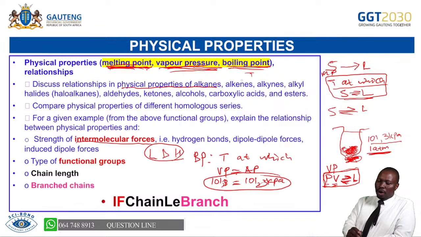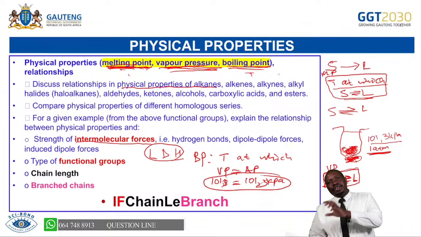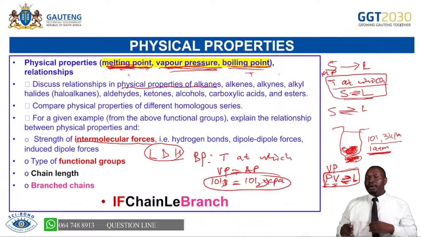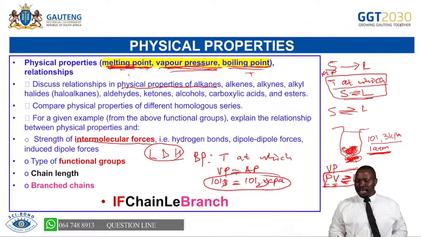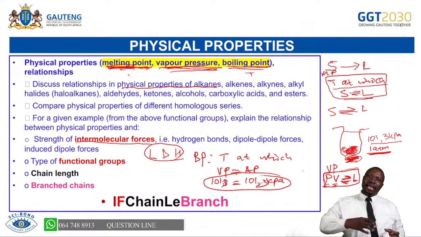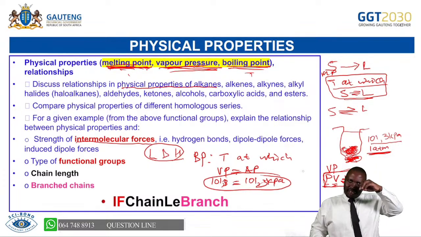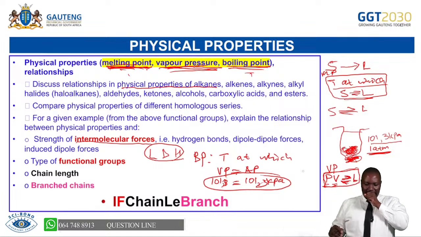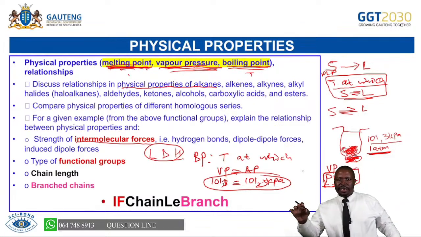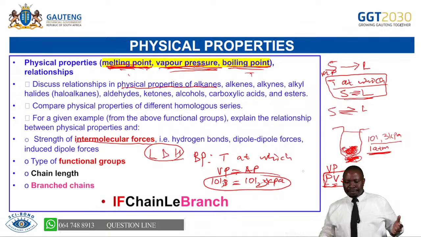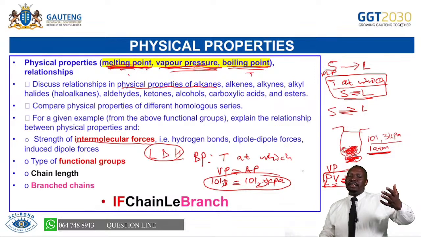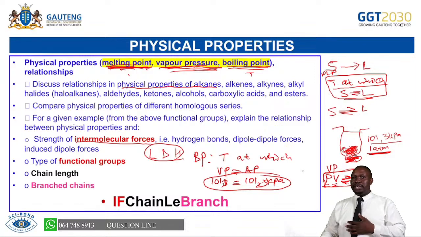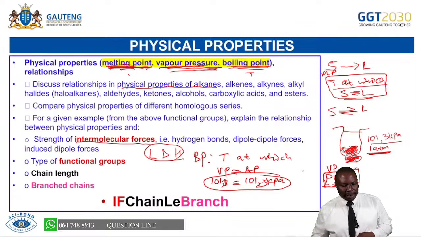Boiling point, we said, is a temperature. Just like melting point, they are all temperatures. The difference is that boiling point is a temperature at which the vapor pressure is equal to the atmospheric pressure. Remember, learners, you cannot say boiling point is a temperature at which the atmospheric pressure is equal to the vapor pressure. No, it is the vapor pressure that is equal to the atmospheric pressure, because atmospheric pressure, I've indicated already, remains constant. However, it is the vapor pressure that increases until it reaches the atmospheric pressure. Then the substance will start to boil.